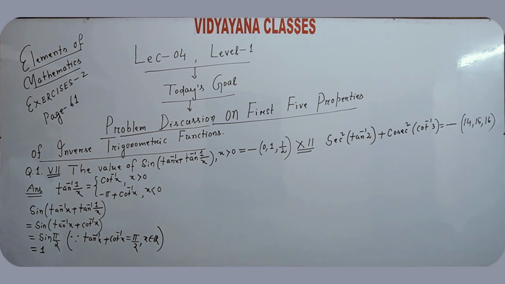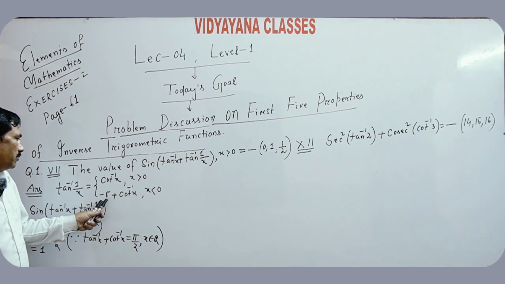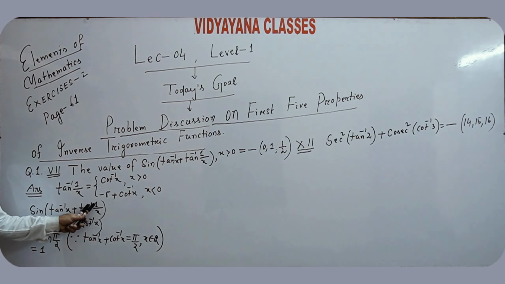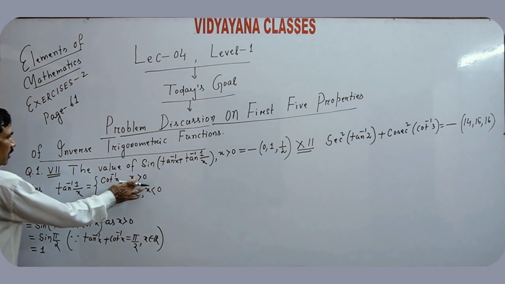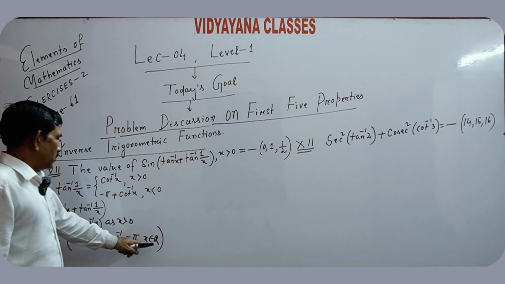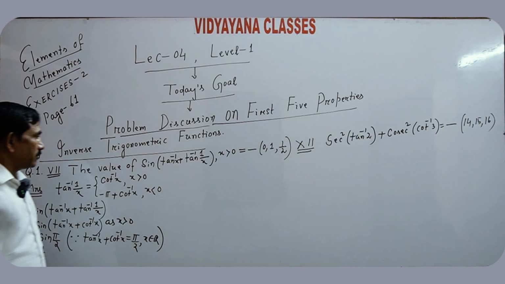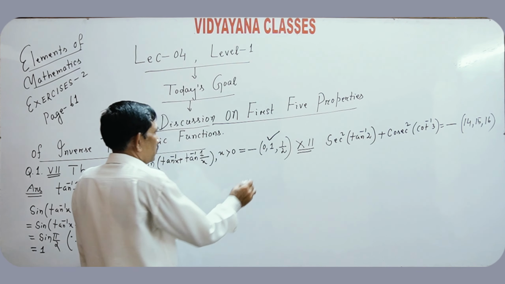Clear? Tan inverse 1 by x is equal to cot inverse x if x is greater than 0, and its value is minus pi plus cot inverse x when x is less than 0. Sin of tan inverse x plus tan inverse 1 by x, for x greater than 0, tan inverse 1 by x is equal to cot inverse x. Tan inverse x plus cot inverse x is equal to pi by 2 when x belongs to R. Sin pi by 2 is equal to 1. Clear? Okay. Next. So the correct option is 1.